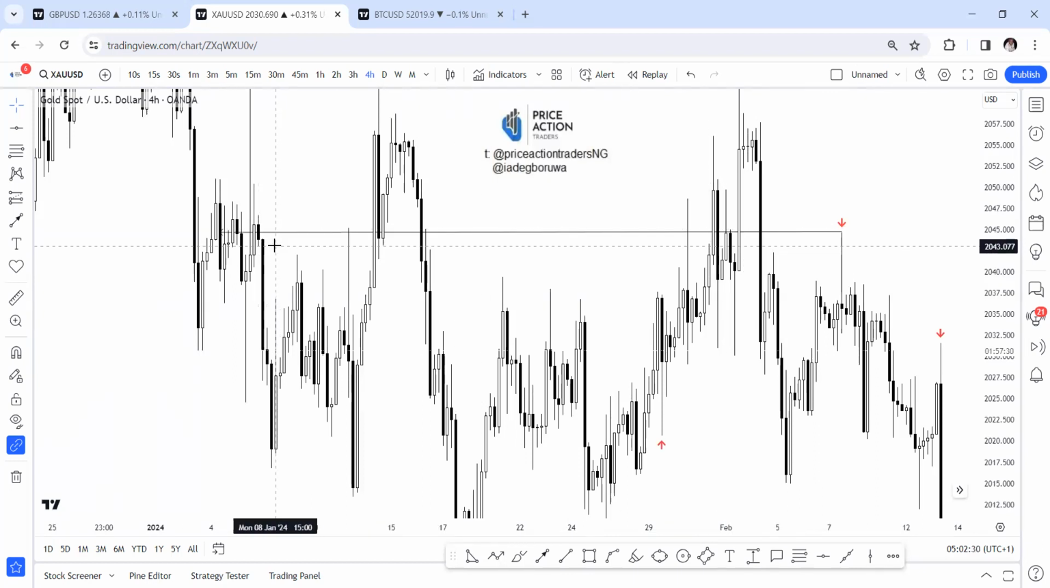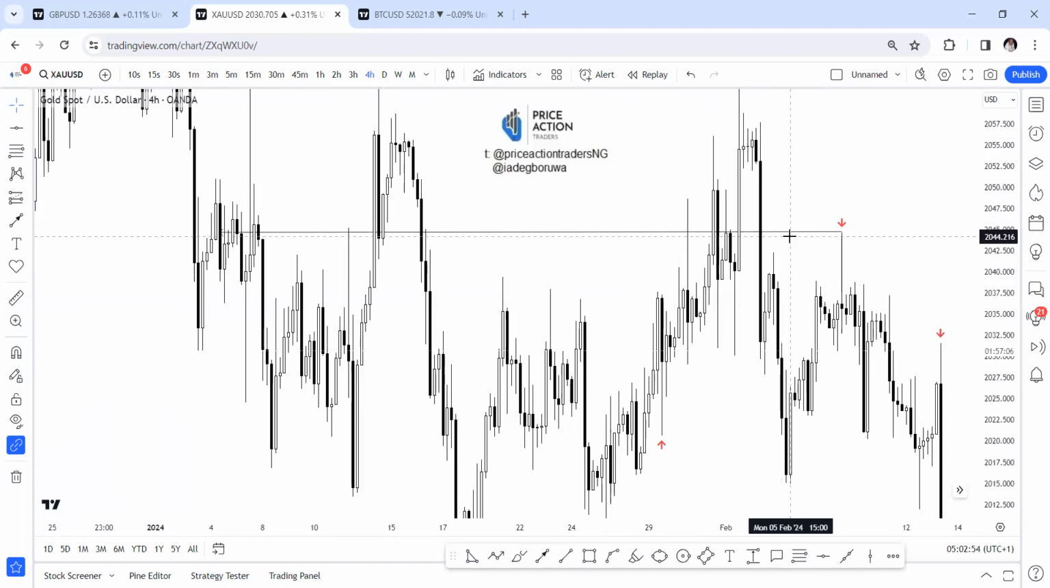It is not what happened. It is not where it's coming from, how many times it has been taken, or how many times it has been used. What matters is the present status of that SNR. Is it fresh? Is it unfresh? That's what you need to focus upon, especially where that level is a stronghold.